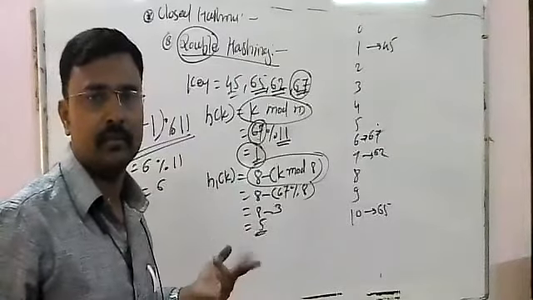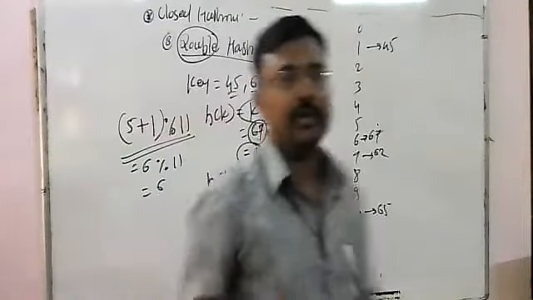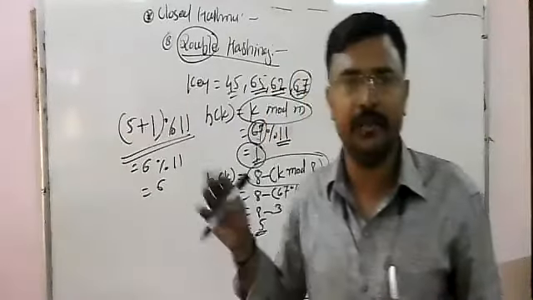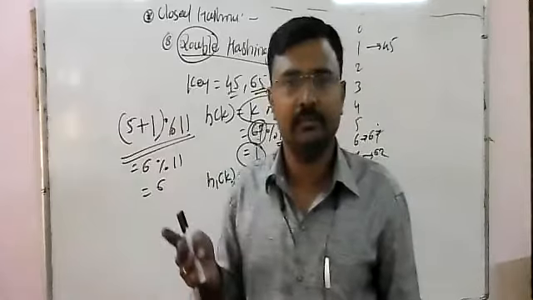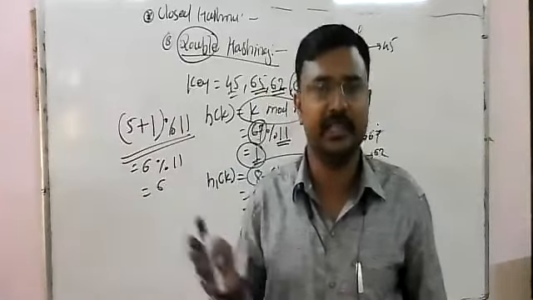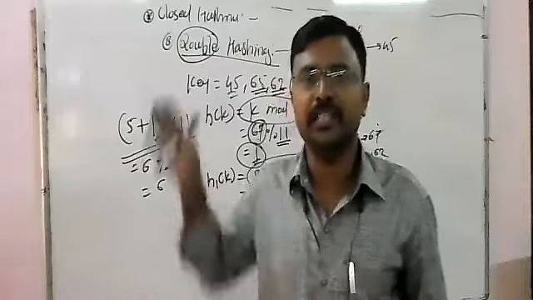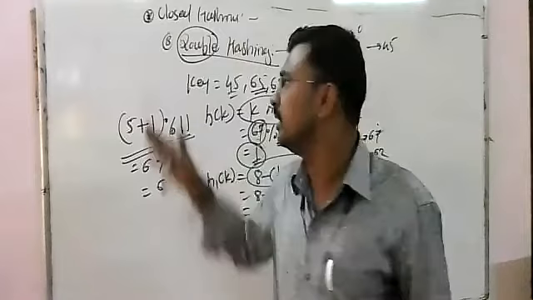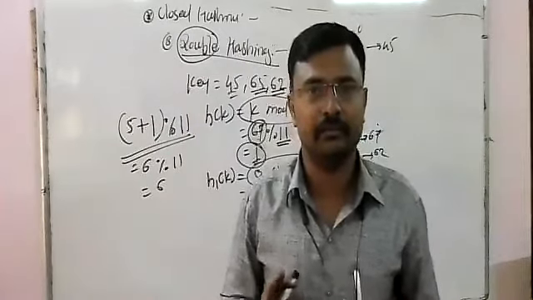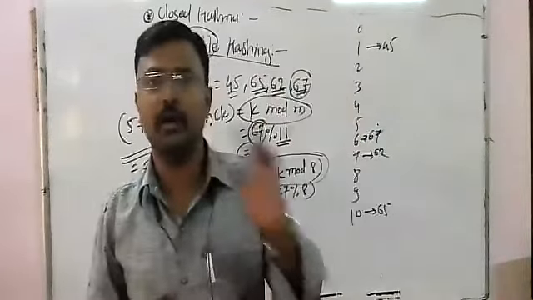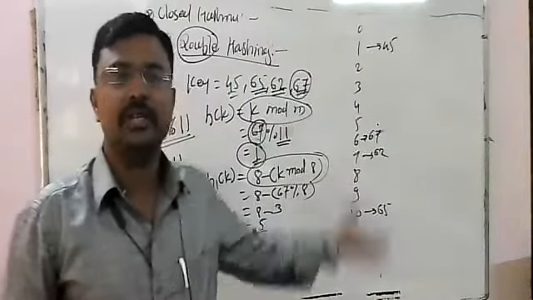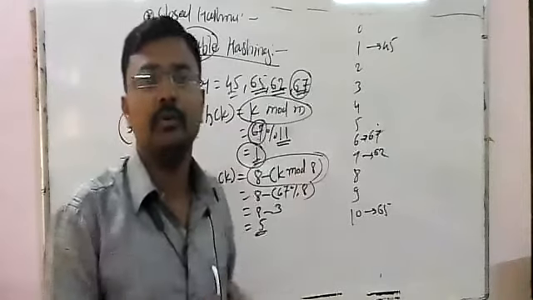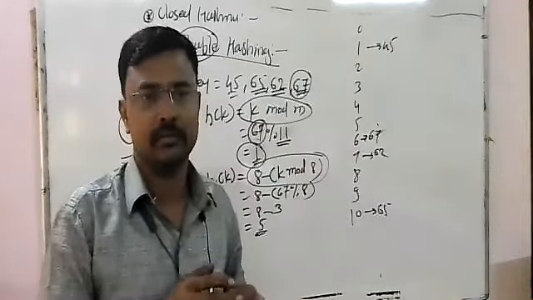Got it? In this way, your collision will be resolved by using these techniques. First is open hashing, where we use chaining with a linked list. Another is closed hashing, where we use linear probing, quadratic probing, and the third is double hashing. I hope all of you understood what hashing is, the different techniques to calculate the hash value, and lastly how to resolve the collision. Okay, thank you.